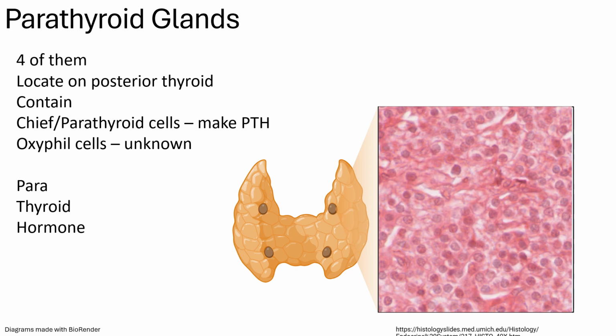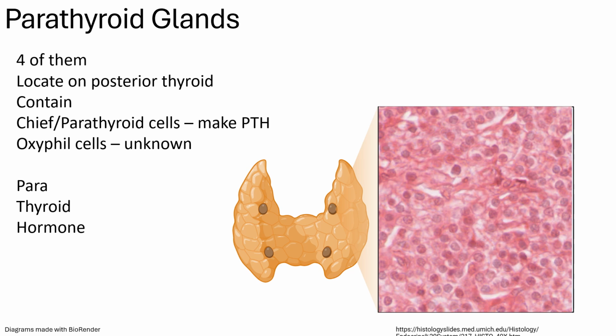The prefix para means to the side. So these purple bumps or brown bumps that you see on the thyroid here, those are the parathyroid organs. And they're also located on the posterior aspect of the thyroid. So we're looking at the back of the neck. There are four parathyroid organs that you have.